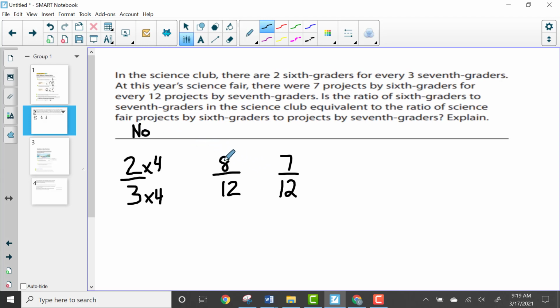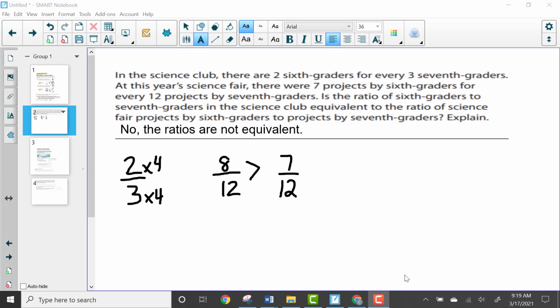And we can also see that the ratio of 8 to 12 would be greater than the ratio of 7 to 12. And you can even be a little bit more specific there for the answer. No, the ratios are not equivalent. So again, just make sure whenever you're finding equivalent ratios that you do not mix up the fact that just because one of the terms is equal means it's equivalent. Both terms have to be the same.